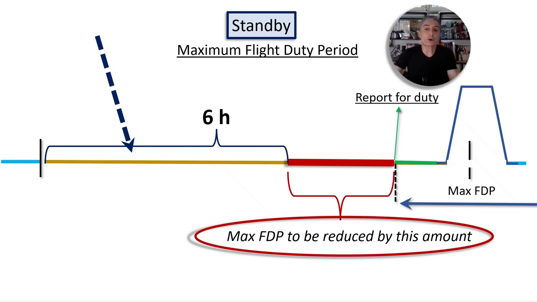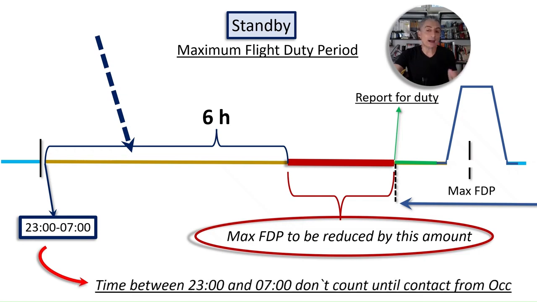But to make things even more complicated, there is another rule that says if the standby starts between 23 and 07, so basically in the night where we are sleeping and therefore we are resting somehow, this time between 23 and 07 doesn't count until we are contacted by OCC. So my understanding is that all of this graphic about the first 6 hours and this red line that has to be reduced, basically you need to shift from the moment OCC calls you.